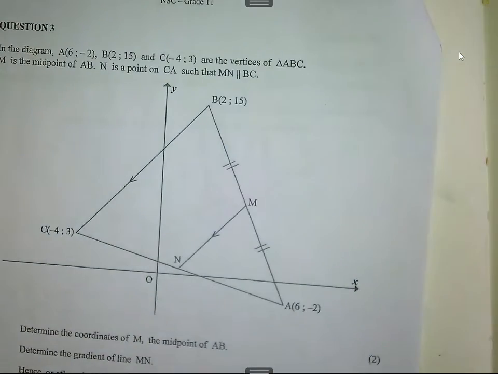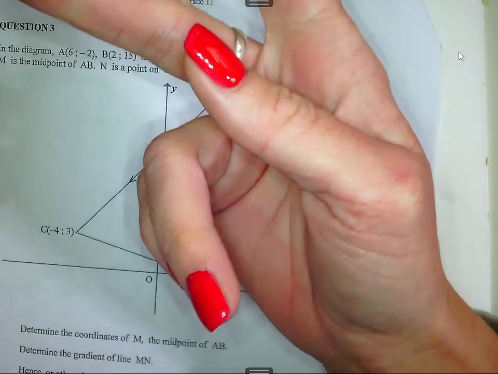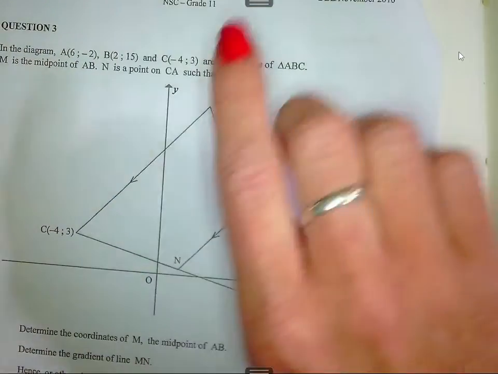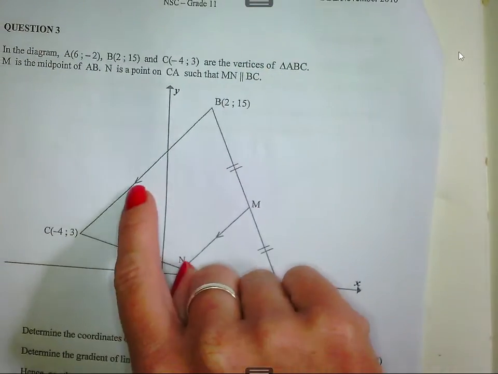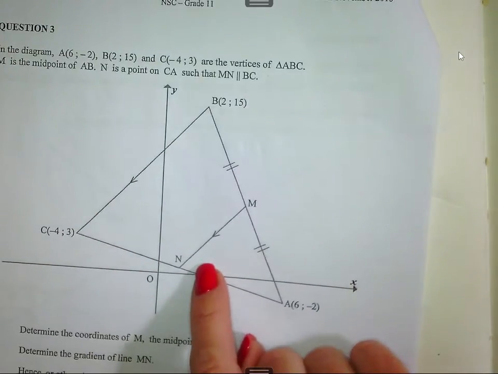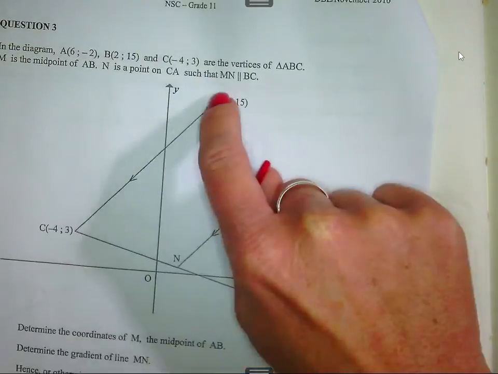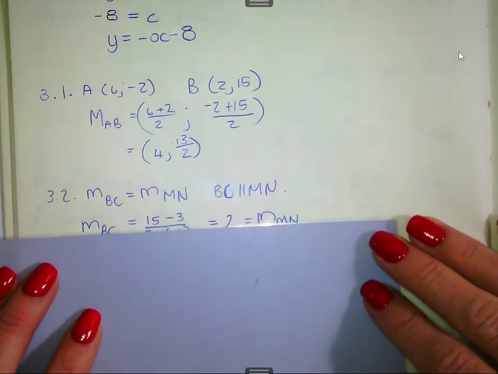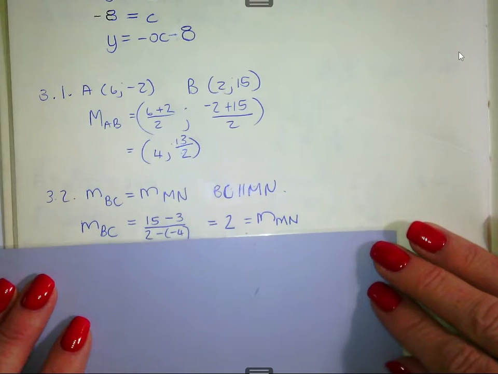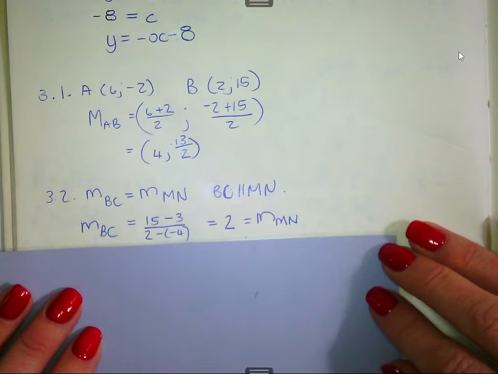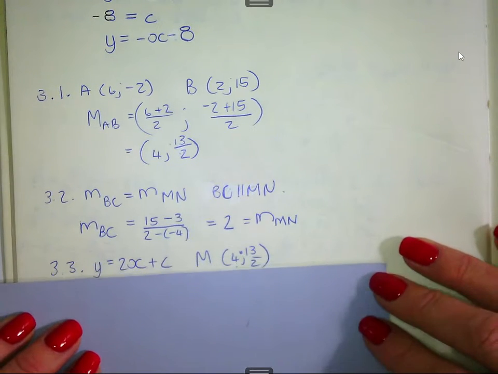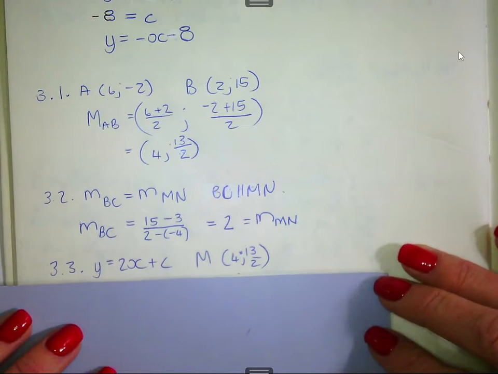So the last two options would be to steal it, whether it be from parallel or perpendicular lines. There are no perpendicular lines, but there is a set of parallel lines. So I steal it from BC. I first said that the gradient of BC is equal to the gradient of MN because the lines are parallel. Then I calculate the gradient of BC, and I know that the gradient of MN will also be 2.